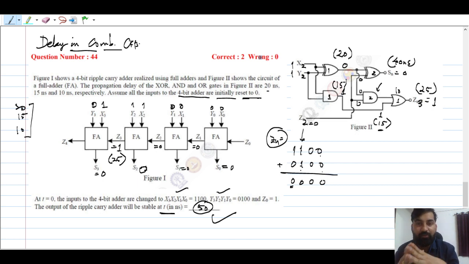This is a very simple question, provided you know how to analyze the circuit and the basic concept is clear. Whatever theory you have learned, always try to match it with the question, and only then will you be able to solve this kind of question.